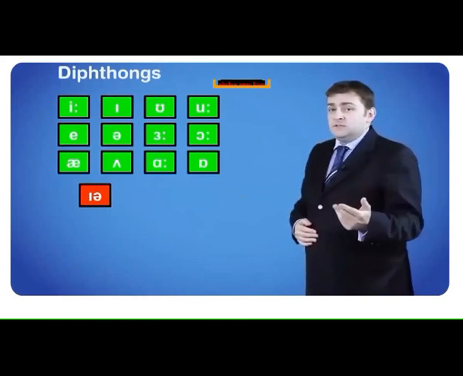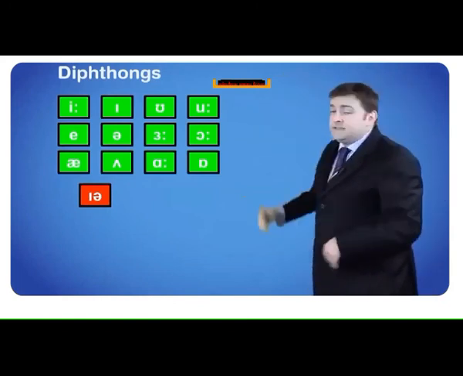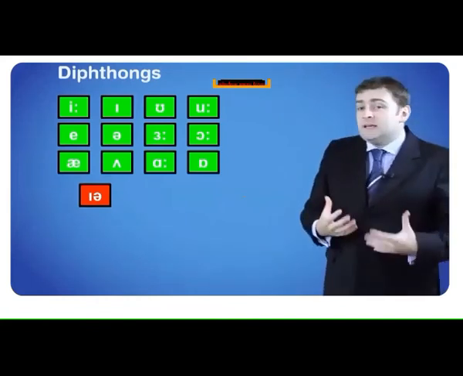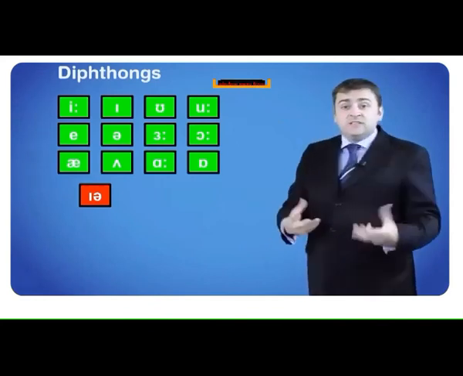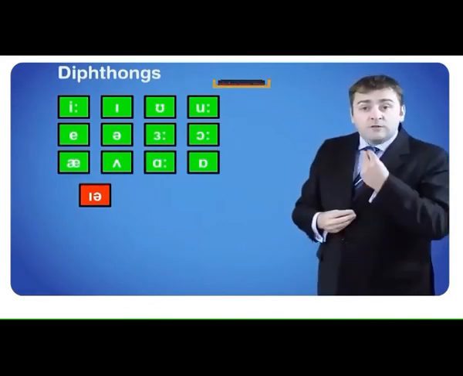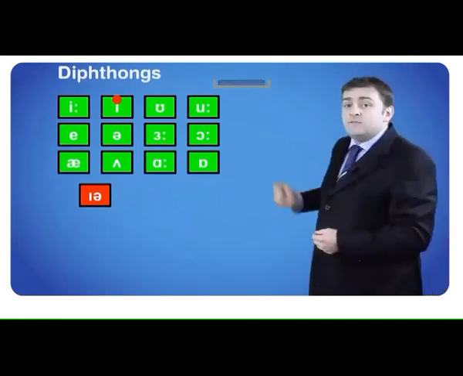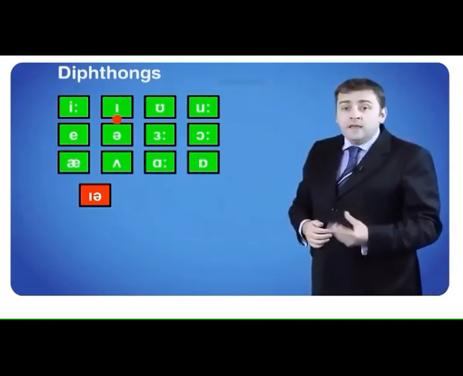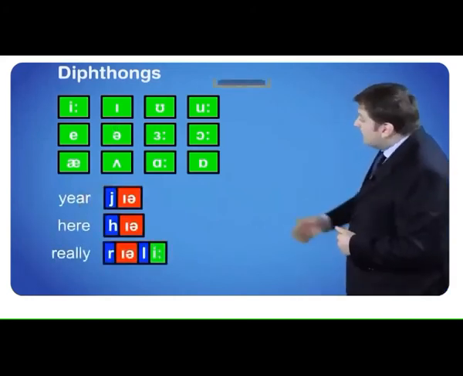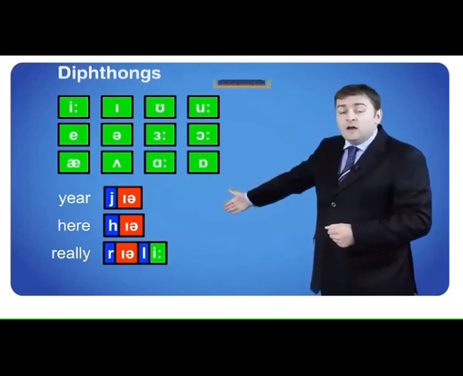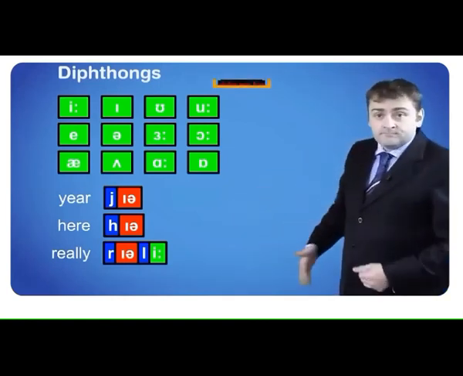The main physical difference between the sounds on the top row and the sounds on the second row is that your mouth should be a little more open for the second row sounds. So as you say ear, your mouth should open a little bit, starting on the I and finishing on the ear. As in the words year, here, and really.